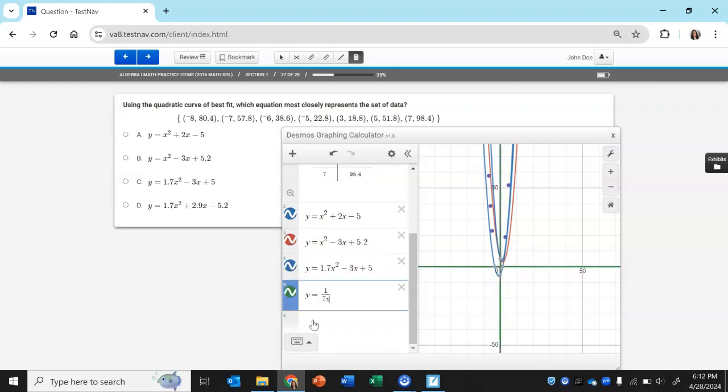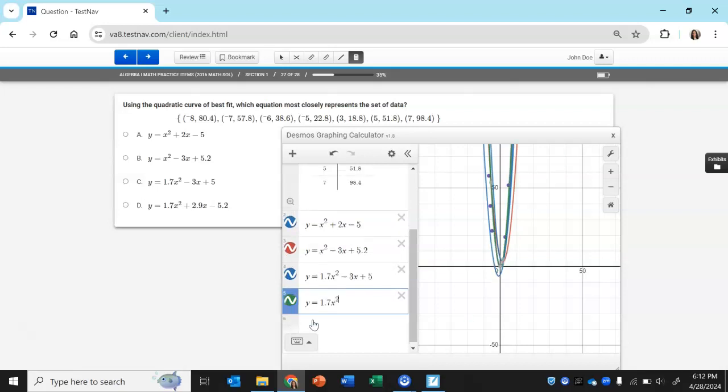And then 1.7x squared. What am I typing? All right, let's see which one looks the best. That one's okay. That one's also okay. I mean, that one looks pretty good right there, right? I would definitely go with that one.